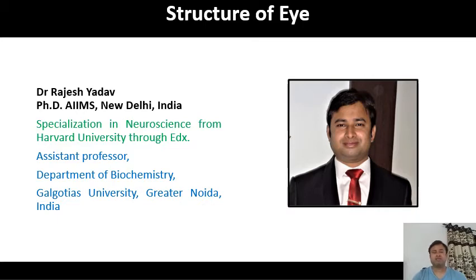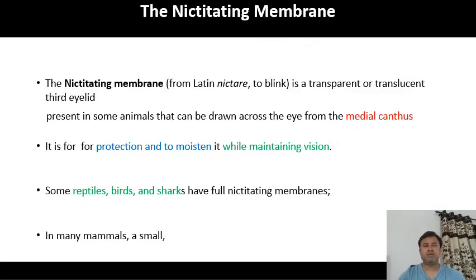Today we will discuss the topic structure of the eye. First we are discussing the nictitating membrane. The nictitating membrane is a transparent layer which is present on the eye, and the function of this nictitating membrane is to provide protection and moisture to the eye.